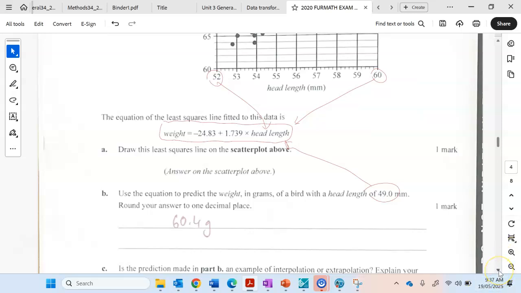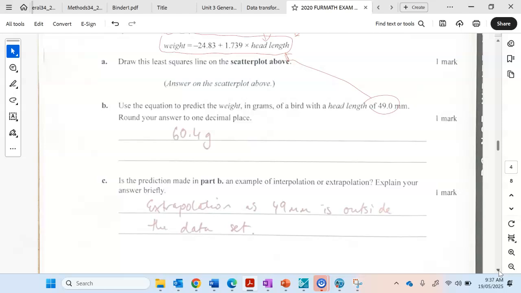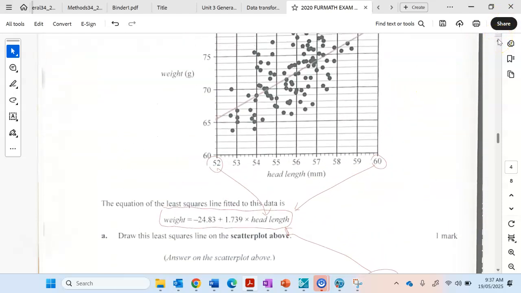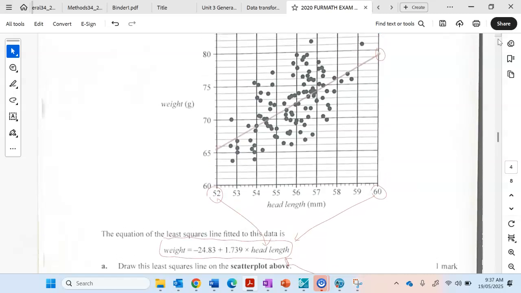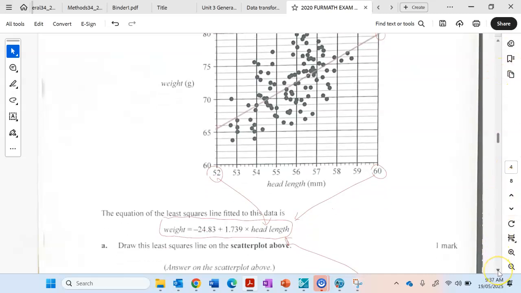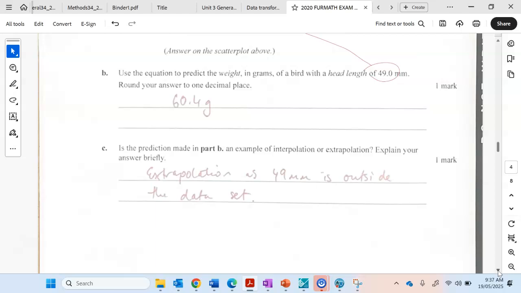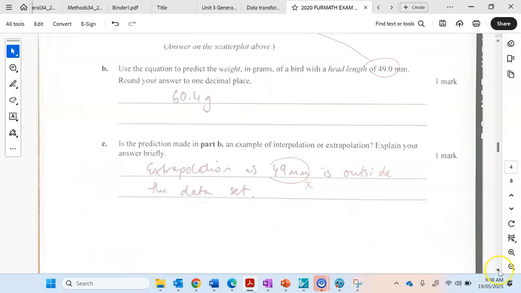Is the prediction made in part B an example of interpolation or extrapolation? Explain your answer briefly. So 49 millimeters, that's what we were predicting for. Let's have a look at our data. This one's a little bit easier because our scale starts at 52, so it's clearly extrapolating. And why? Because 49 millimeters is outside the data set. That's all you need to say. It's your x value, or your explanatory variable, that is outside your data set.